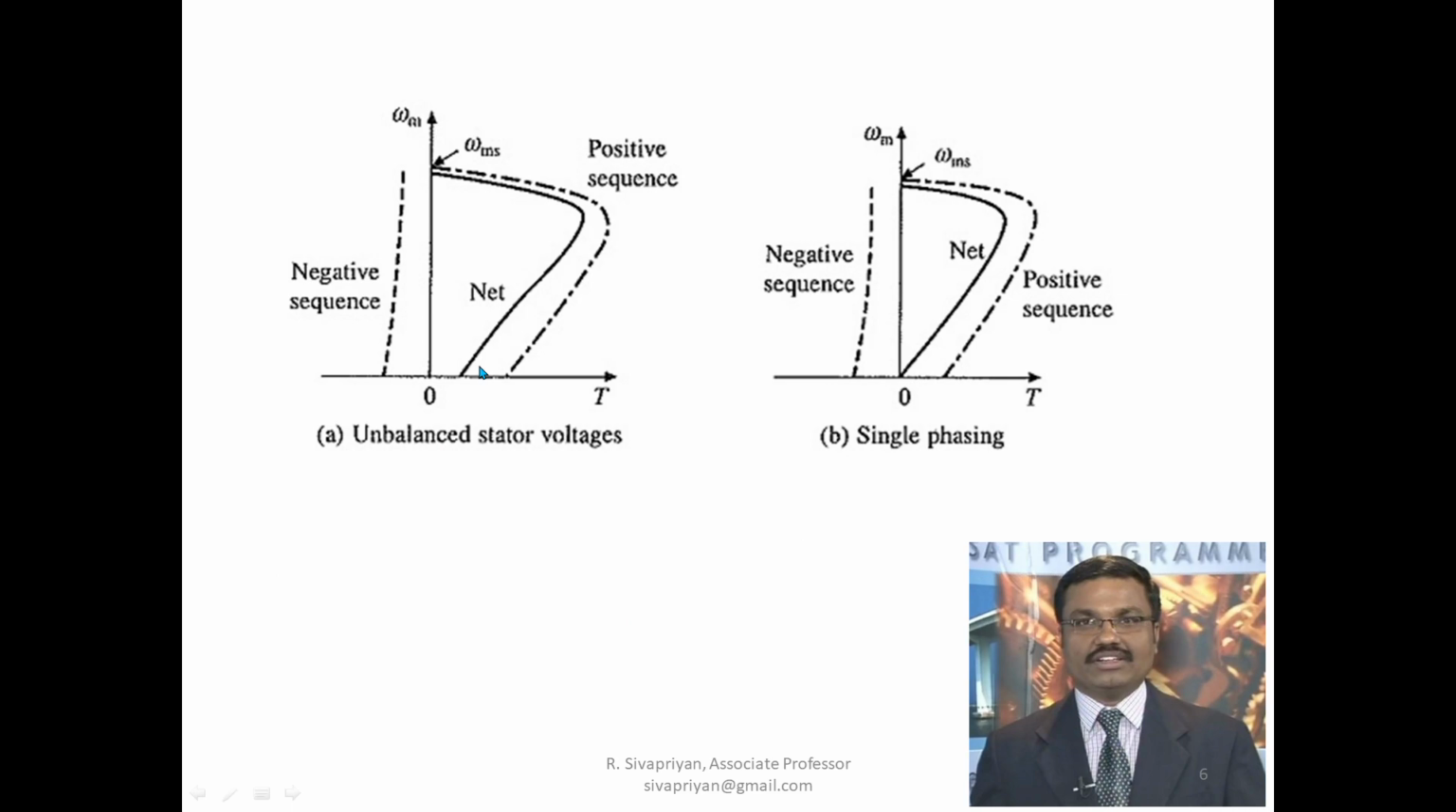Now in the unbalanced stator voltage, this is the speed torque curve. This is the normal curve. This is because of the positive sequence, and this is because of the negative sequence. So this is the speed torque characteristic for the unbalanced stator voltage. Here the voltages are not the same, the voltages will be different.